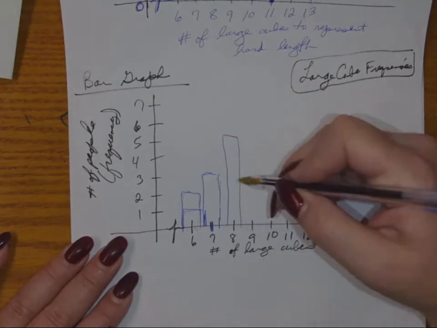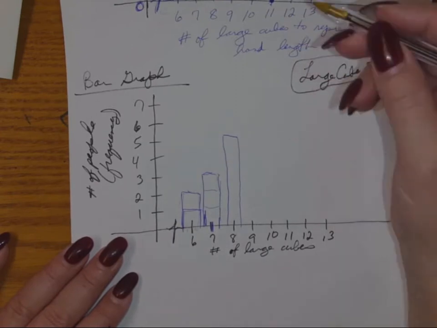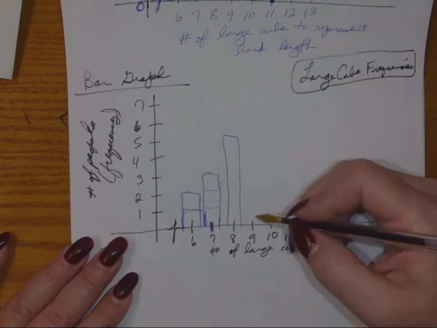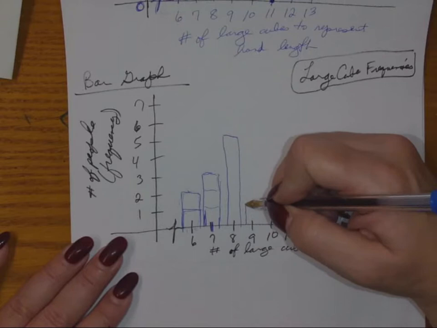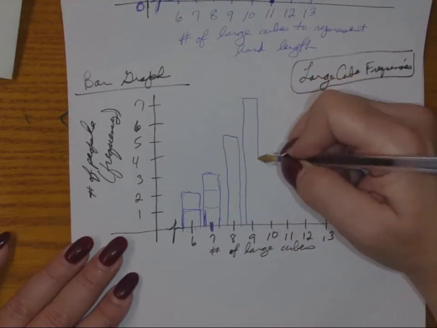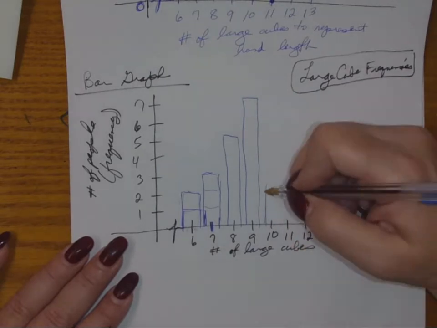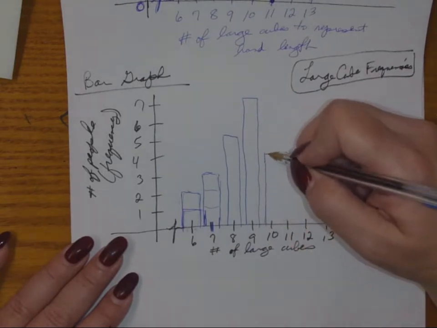Again, I'm not going to belabor this. If you were splitting it up, there would be that, but it doesn't have to be. It can just be one big thing. The 9, centered on the 9, is 7 units tall. The 10, centered on the 10, is 4 units tall.